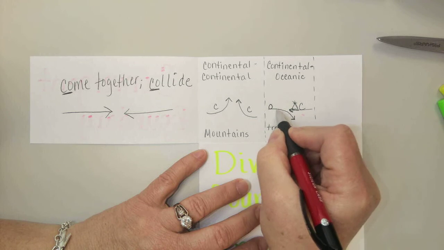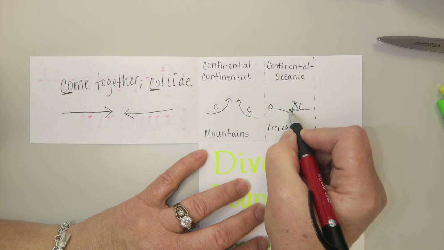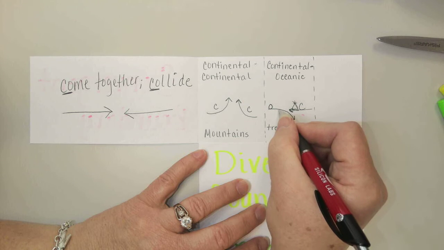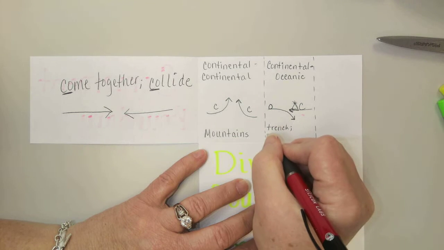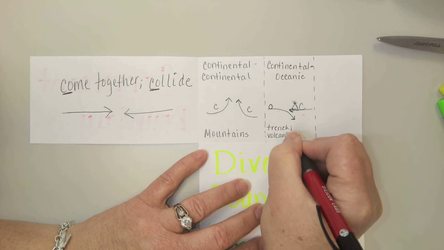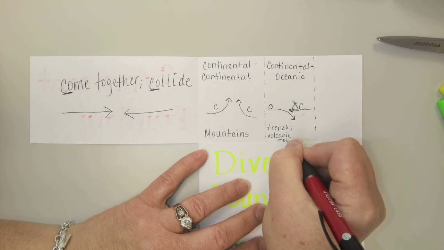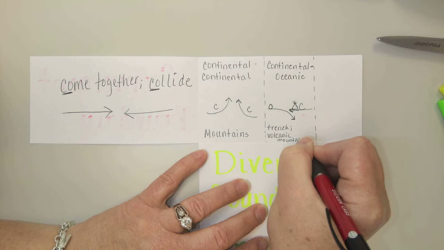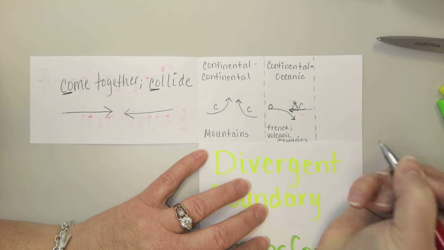The oceanic crust is going to dive underneath the continental crust because it's so much more dense. It's going to do the diving. So we've got volcanic mountains and trenches that are formed through this. So, volcanic mountains and trenches.